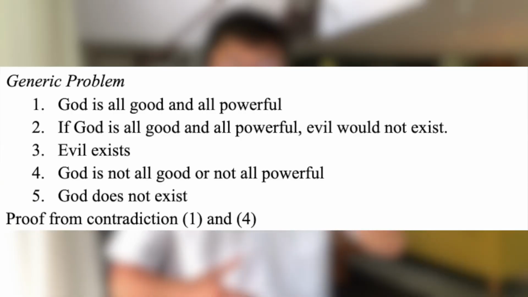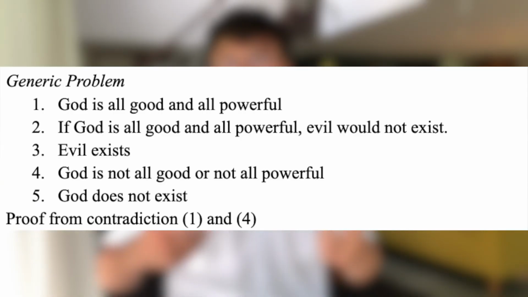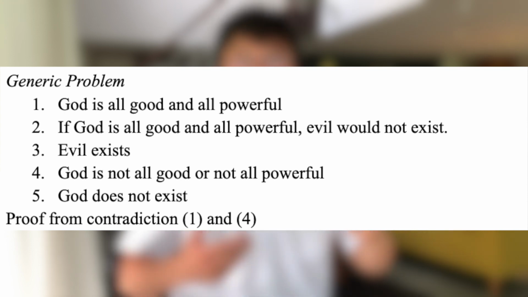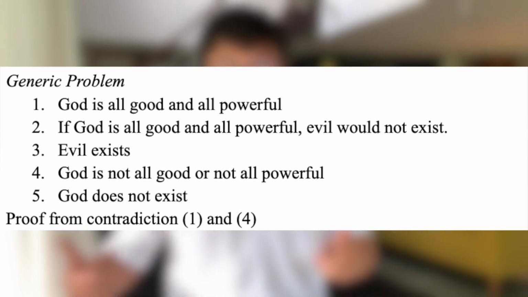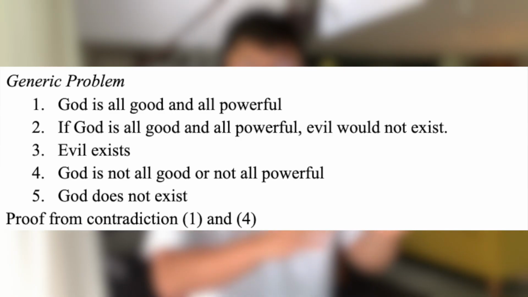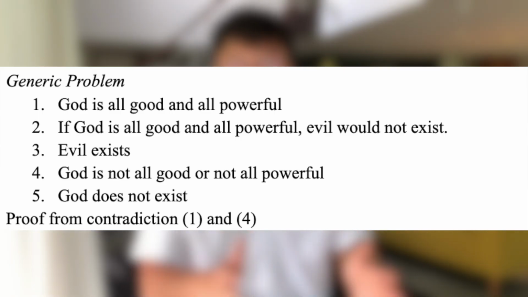So the proof of contradiction could come along the lines of something like this. Premise 1, God is all good and all powerful. Premise 2, if God is all good and all powerful, then evil would not exist. Premise 3, evil exists. Therefore, premise 4, via modus tollens, you would say God is not all good and all powerful. But since 1 and 4 are contradictory, because you can't have the proposition God is all good and all powerful alongside the proposition that God is not all good and not all powerful, then you have a contradiction, hence God does not exist. That would be the proof from contradiction, which would be presented from Hume's or Epicurus's argument.